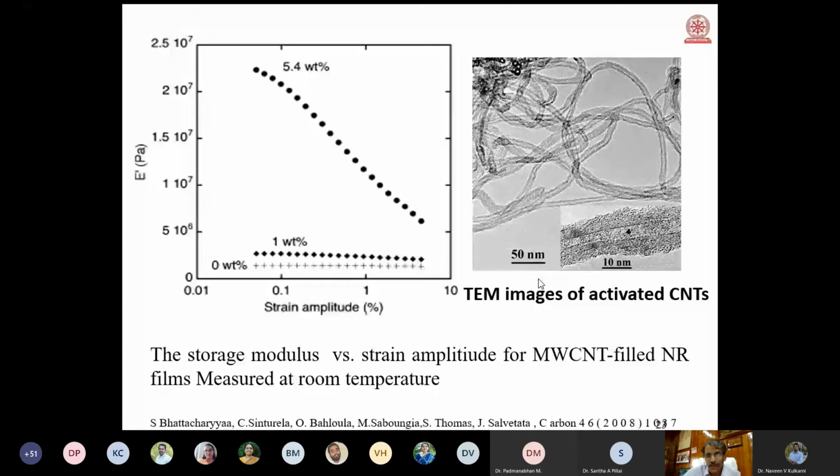you see carbon nanotube forms a very strong network. And because of this network, you have an increase in stiffness. 5.4% gives very high E dash value. E dash is nothing but stiffness. And you can see the stiffness decreases in a nonlinear fashion with strain amplitude. That means you stretch the rubber, you know what happens? The network is broken. That is why you have a nonlinear viscoelastic effect.